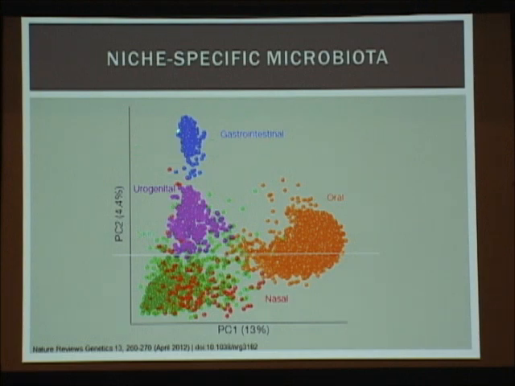And what's very clear is that your gut microbiota, those organisms in the gut, are very separate from the urogenital, from the oral, from the nasal. It's not to say that there aren't shared members, but generally speaking, they're very different communities in their structure and their composition, okay?